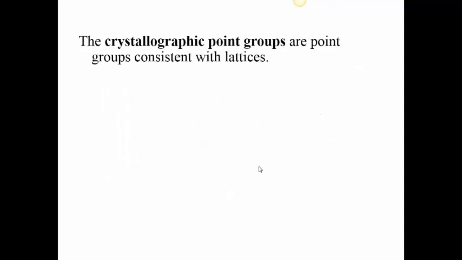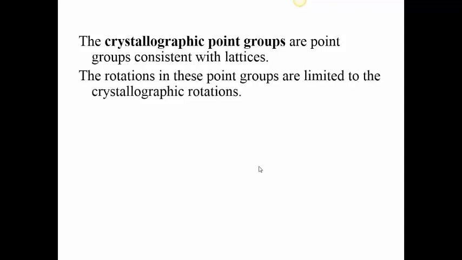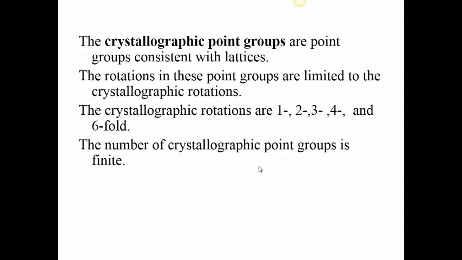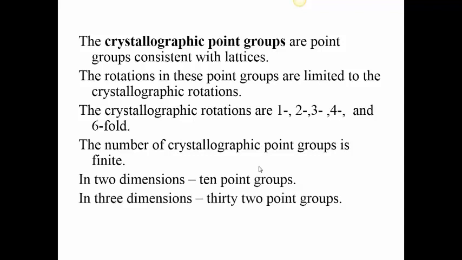The crystallographic point groups are point groups consistent with lattices. The rotations in these point groups are limited to the crystallographic rotations of 1, 2, 3, 4, and 6-fold. The number of crystallographic point groups is finite. In 2 dimensions, we have 10 point groups, and in 3 dimensions, we have 32 point groups.